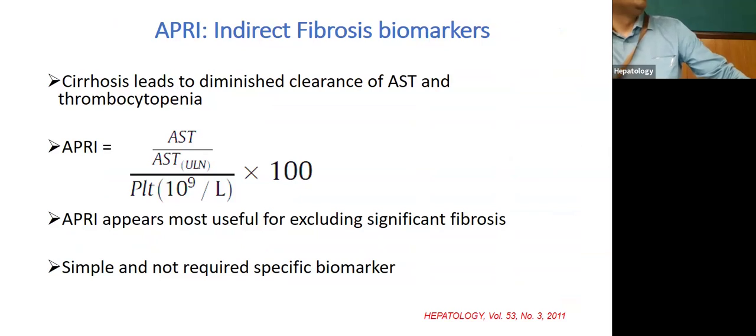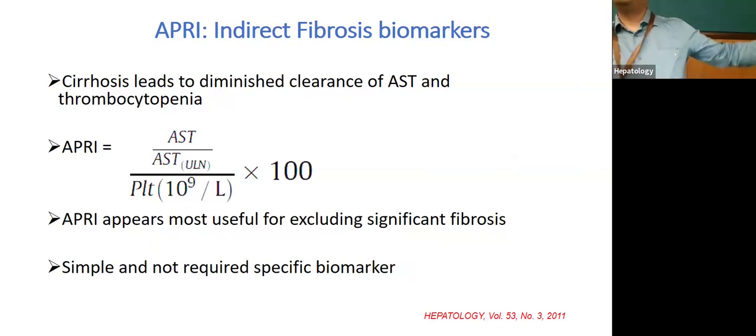So APRI. APRI is based on the concept that if there is cirrhosis, there is diminished clearance of AST and also thrombocytopenia. So if you want to calculate APRI, this is the formula: AST divided by the upper limit of normal of AST, divided by platelet count, into 100.